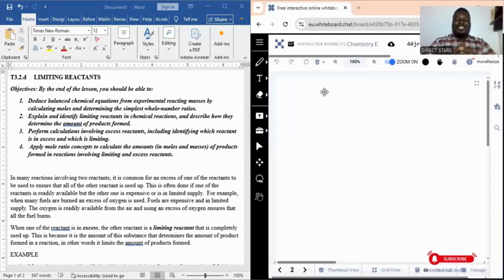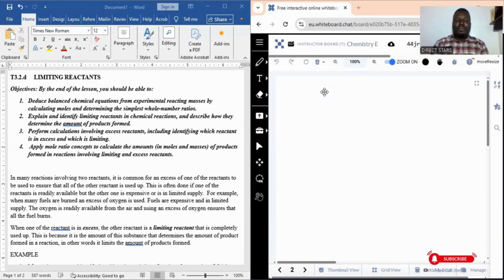Hello, class. Today we'll be looking at a new topic titled Limiting Reagent or Reactants. By the end of this lesson, you should be able to deduce balanced chemical equations from experimental reacting masses by calculating moles and determining the simplest whole number ratio.